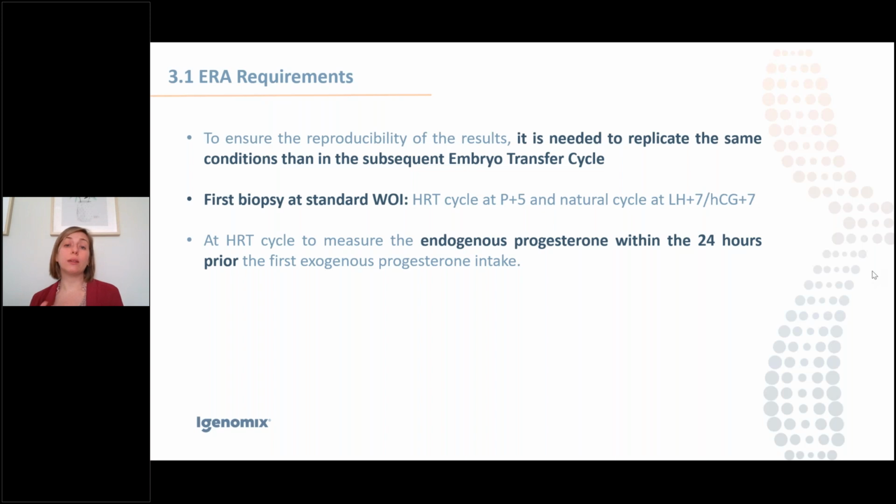But if we observe a trend, we can guide with that information in case the patient doesn't want to repeat the biopsy. But there is no other specific recommendation than to try to get as much tissue as possible, always not more than 1/3 of the total volume of the cryotube, and we will do as much as possible to be able to analyze the sample.